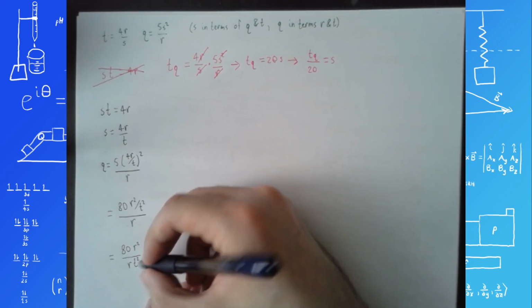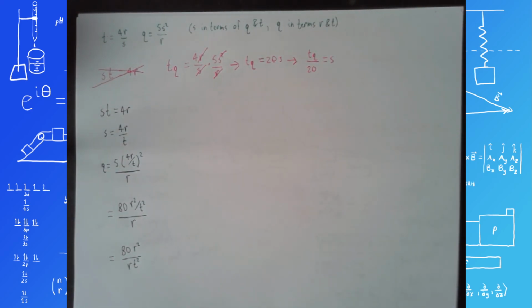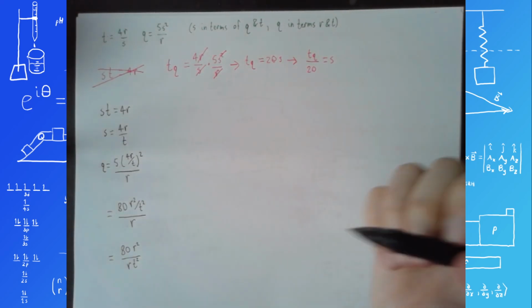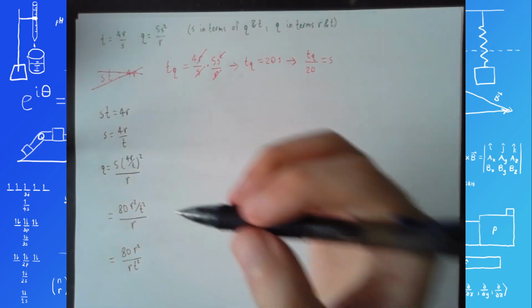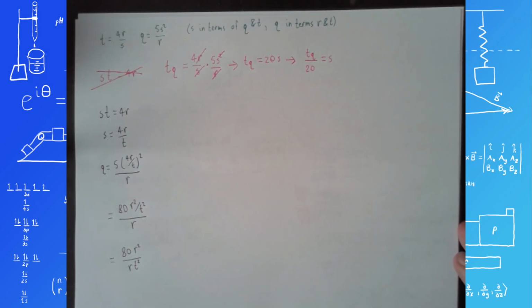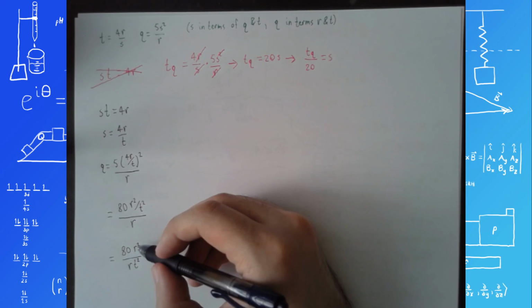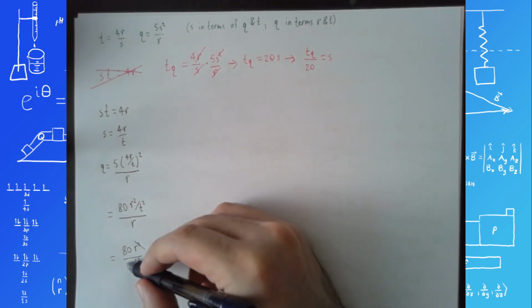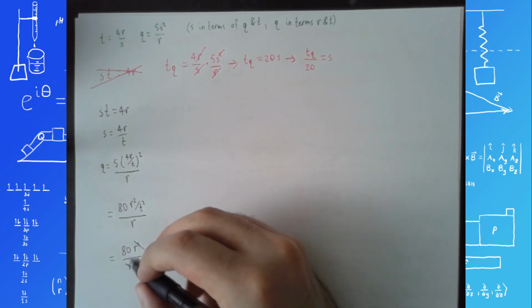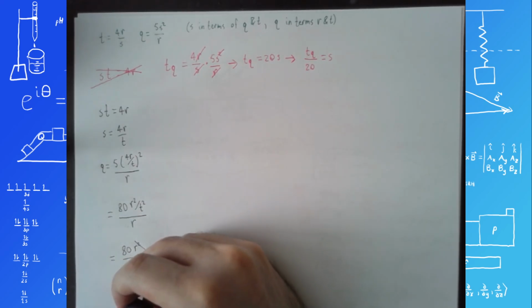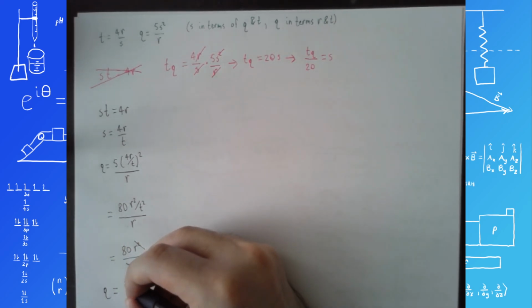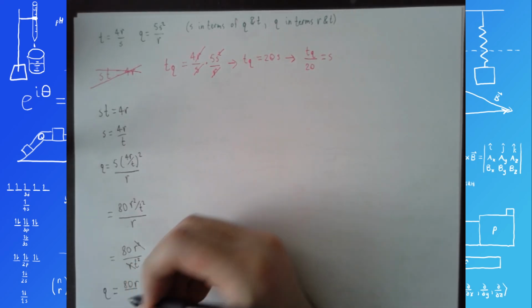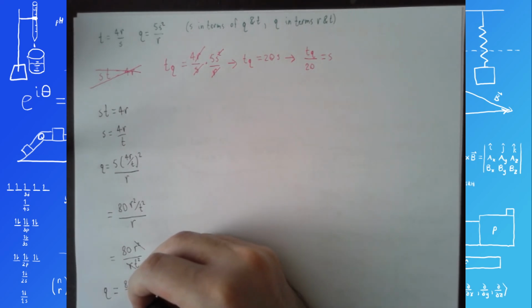If that looks foreign to you and you can't make the mental leap between here and here, basically what I did was I multiplied the top and bottom of this fraction by T squared. And then one of the R's cancels out, and you're left with 80R over T. Q equals 80R over T. Or over T squared, rather.